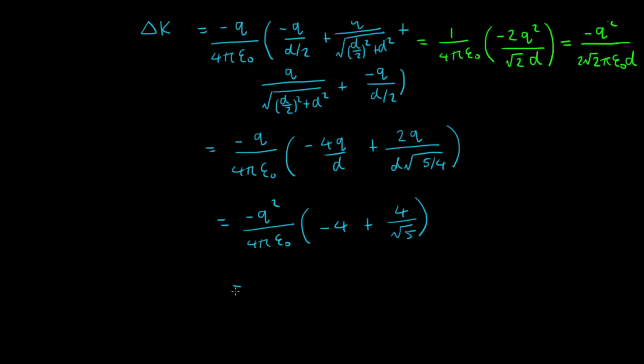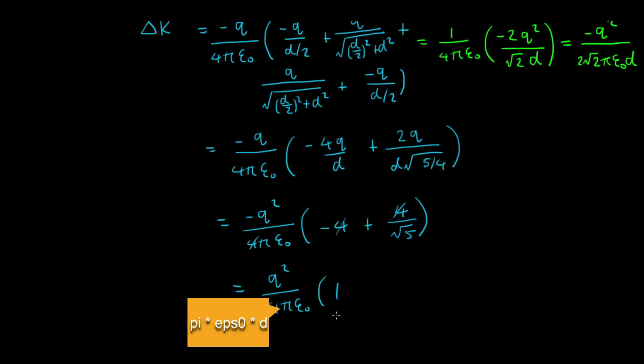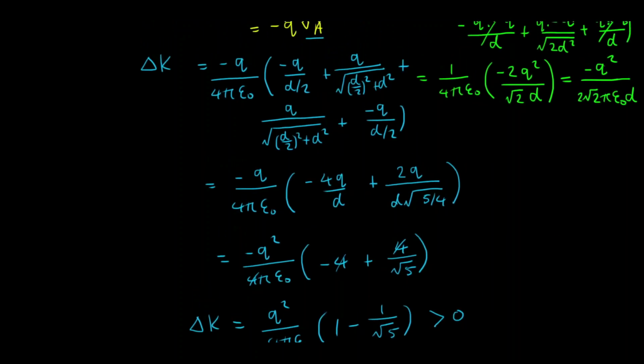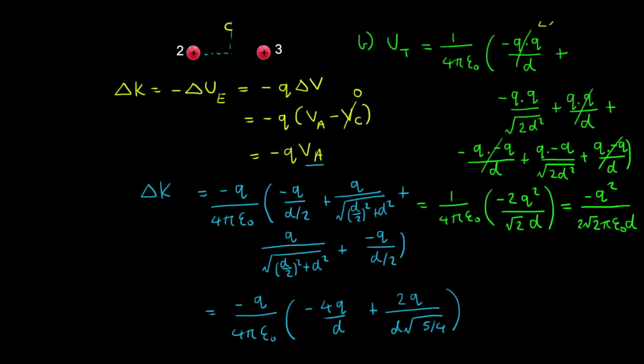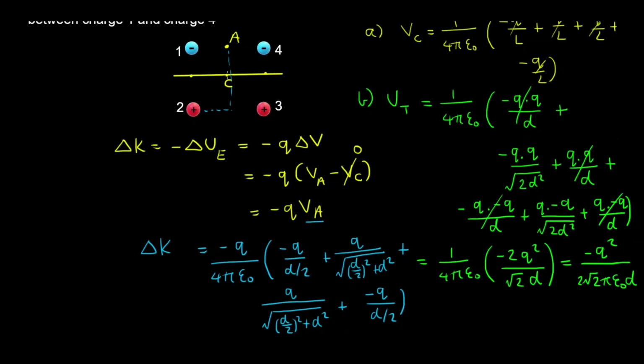We can do a bit more simplification, so these 4's are going to cancel, and what we get is positive Q squared on 4 pi epsilon naught multiplied by 1 minus 1 on root 5. We can see that the change in kinetic energy is greater than 0, because there's a decrease in electric potential from point C to point A, which gives an increase in kinetic energy.